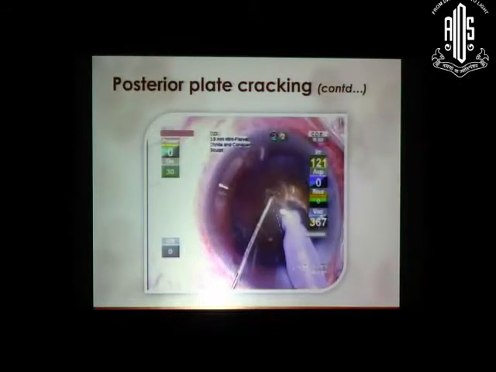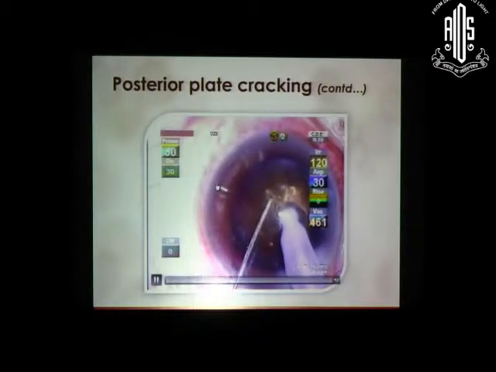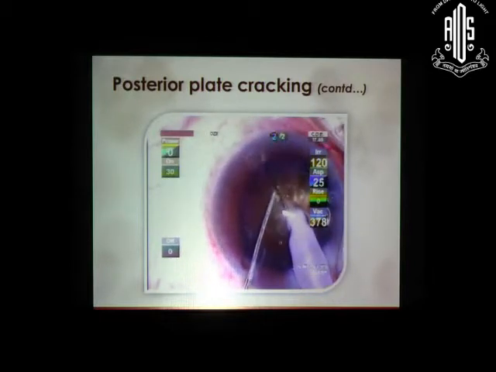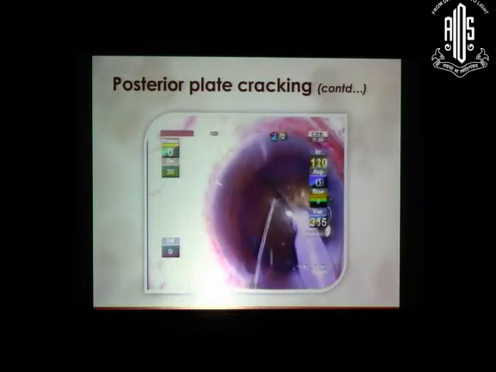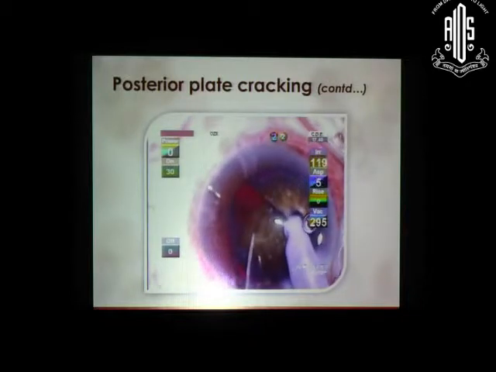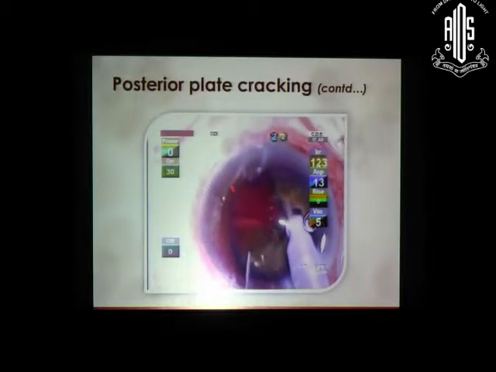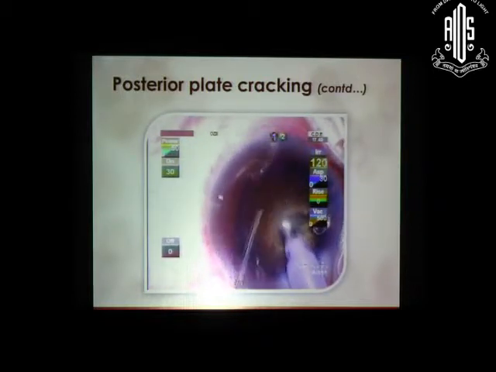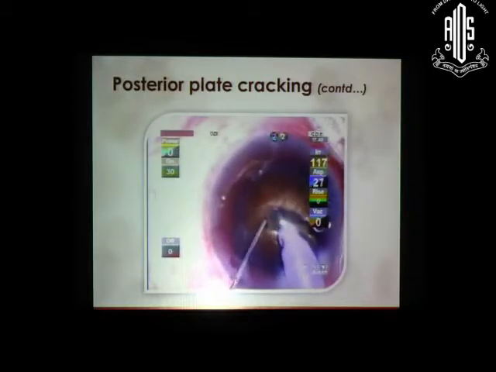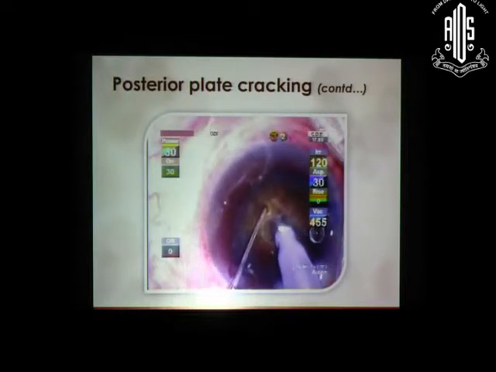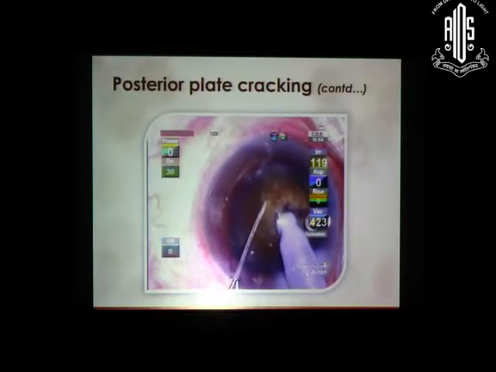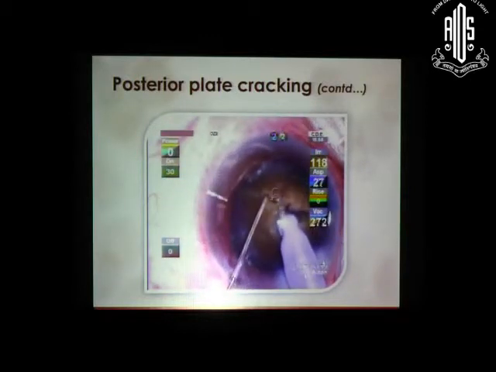Now this is another example. This is also a hypermature Brunescent cataract. So after making a central trench, we started to do chopping. We chopped one half, but the central part is attached here. Though we are trying to chop it, it is attached somewhere here. So now we are completing the chop, rotating the nucleus 180 degrees.